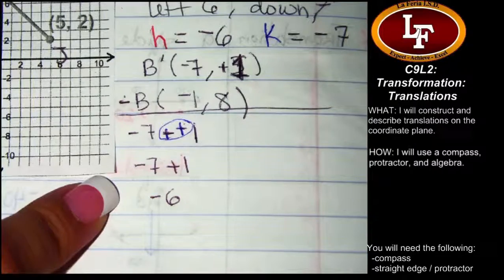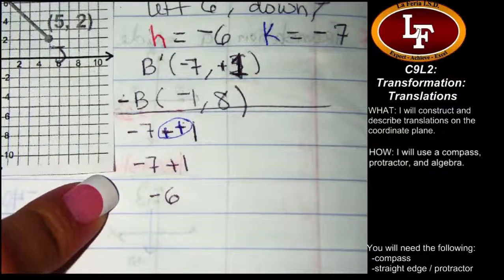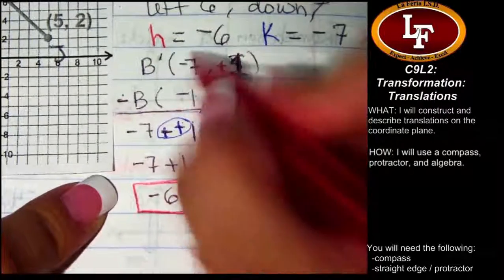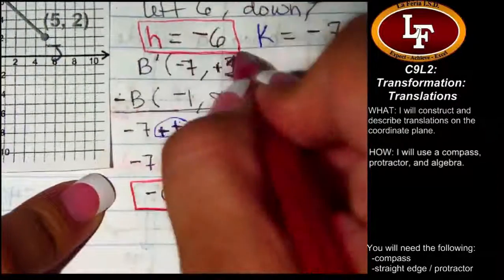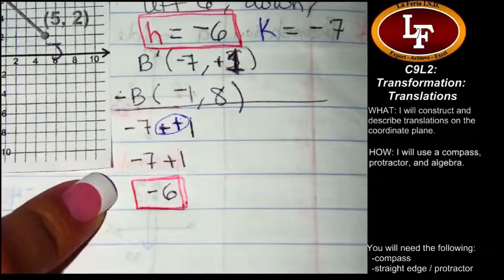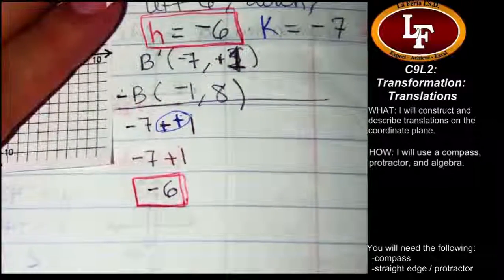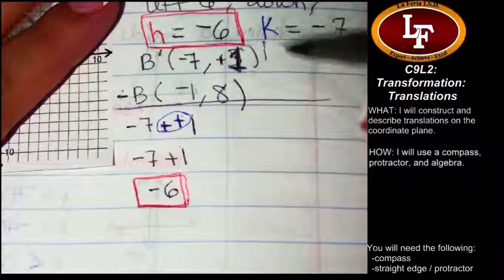What was our H value? It's -6. Look at our H value. I am all sorts of brain malfunction today, aren't I?